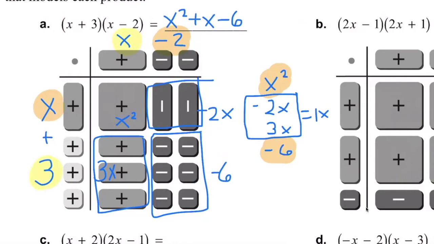So if you're someone that using the algebra tiles made it a little bit more confusing, that's okay. I'm going to show another way on B. The algebra tiles method is still there for you if you need it, and you can refer back to it, but I'm going to show a different way.